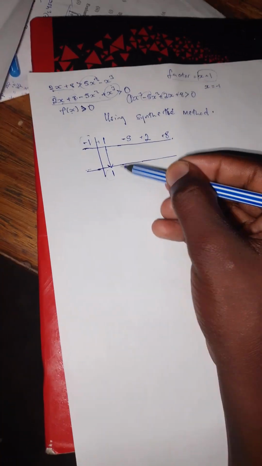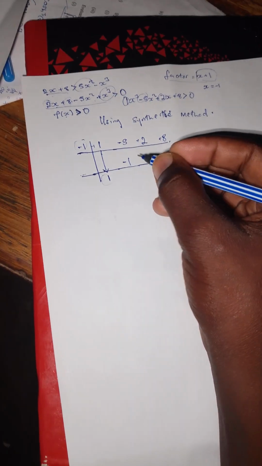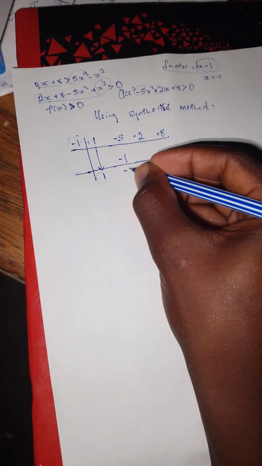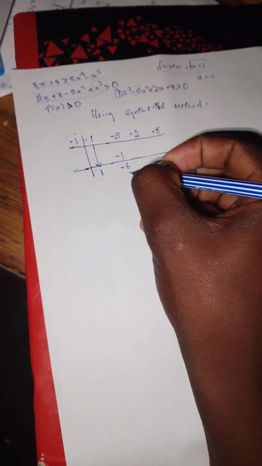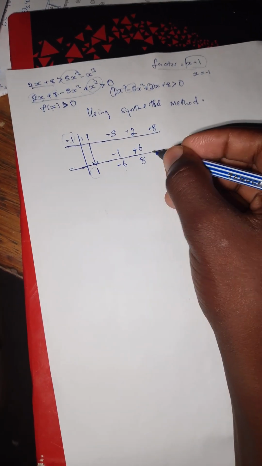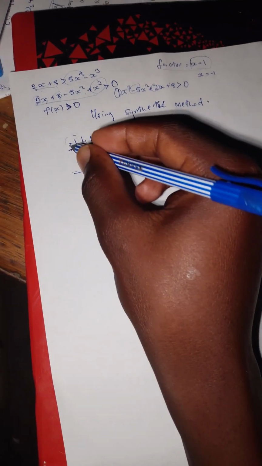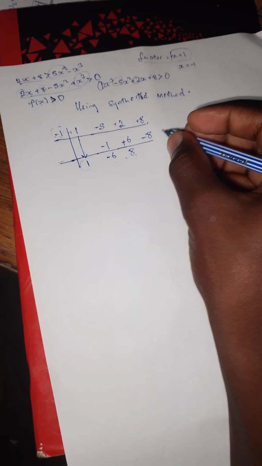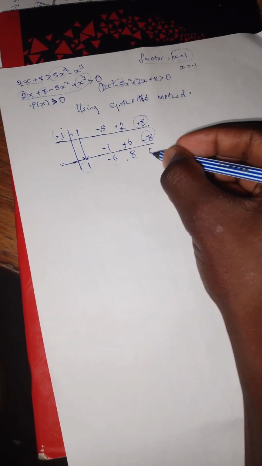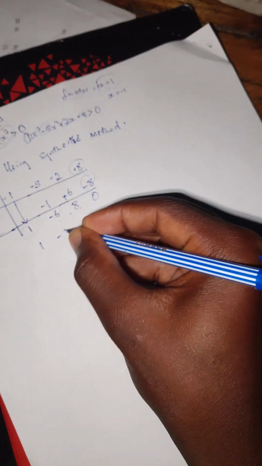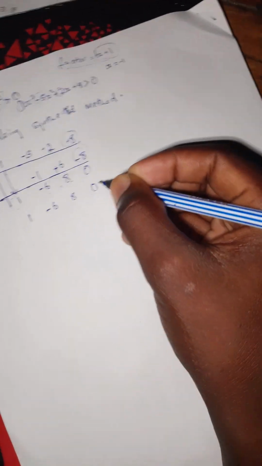This one multiplied by this one is exactly -1. -5 plus -1 is -6. This multiplied by this is +6. This plus this is 8. 8 times negative 1 is negative 8. And then this one plus this one, you get a 0. So you have 1, negative 6, 8, and 0.